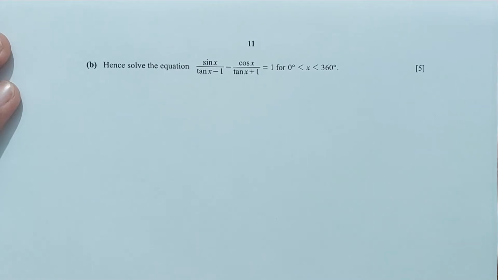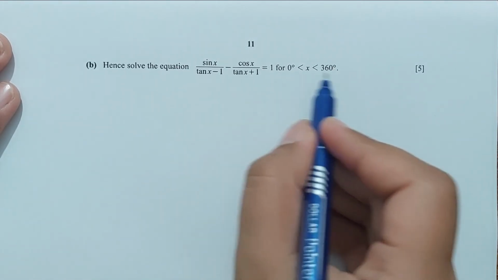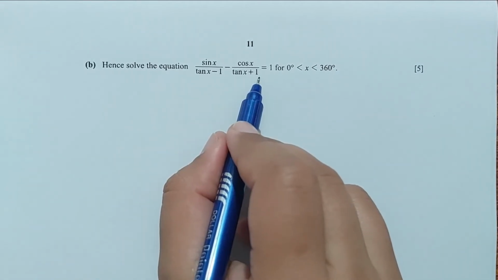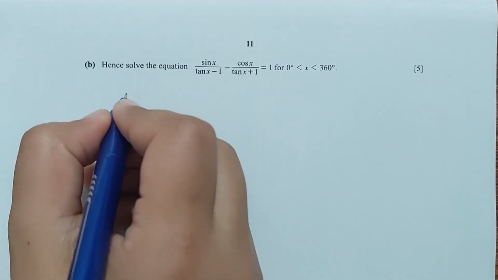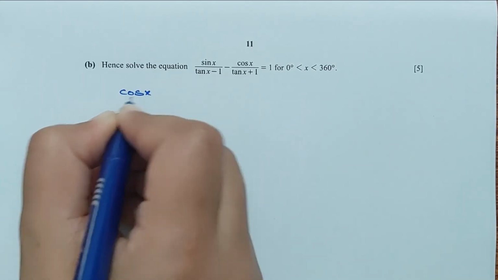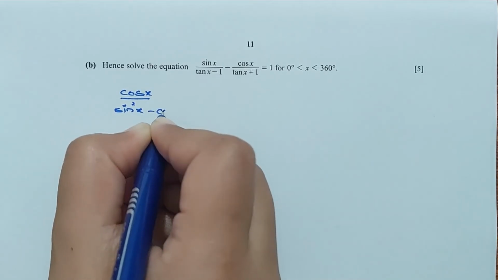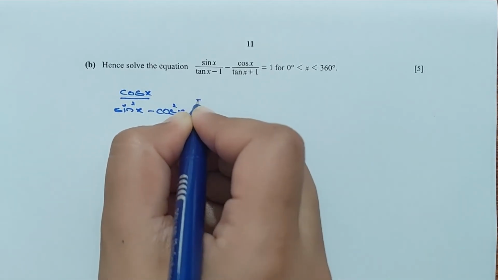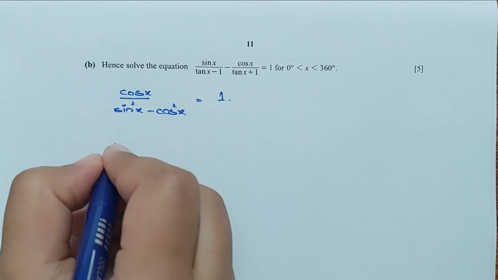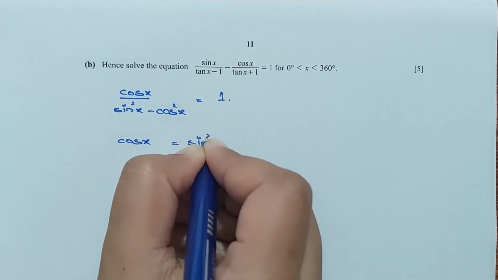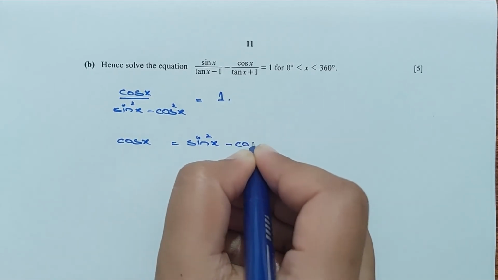Now for part B, hence solve the equation. This equation equals to 1 for x between 0 to 360 degrees. So this is the left hand side of part A. The right hand side is basically, we can say, cos x over sin square x minus cos square x. This is equals to 1, right? Cross multiplication, cos x equals to sin square x minus cos square x.